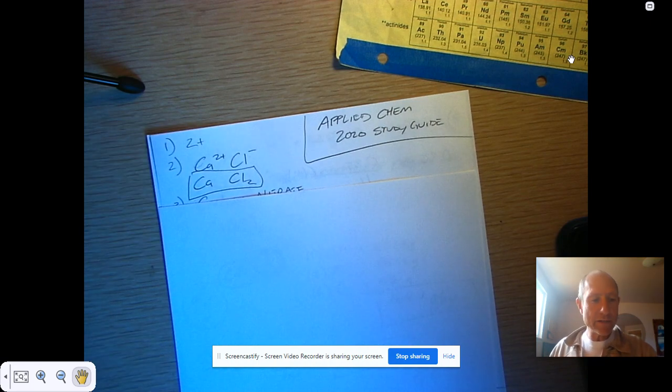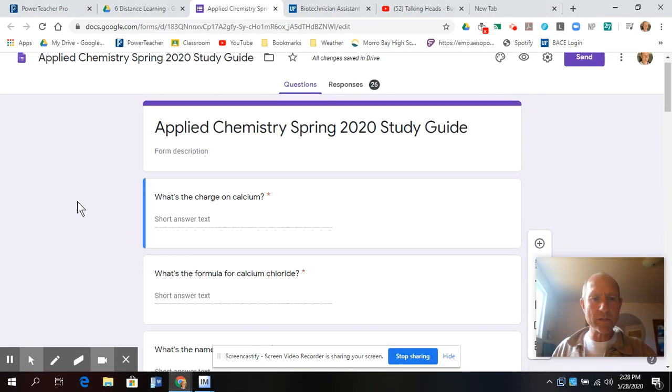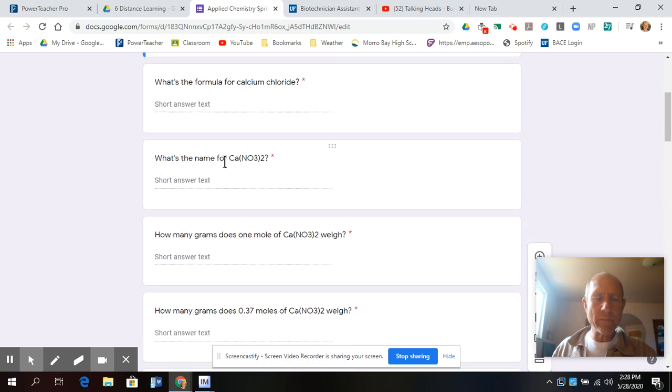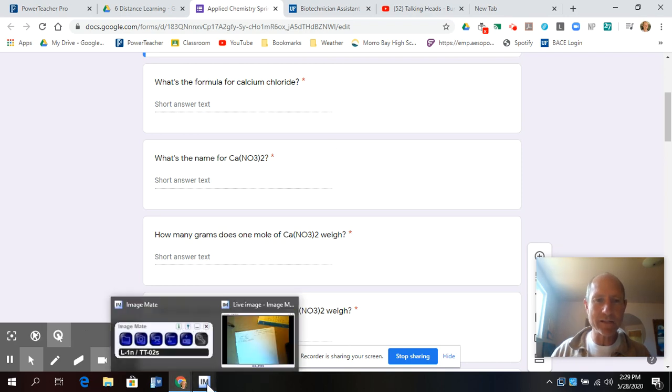Okay, the next question says, what's the name for this thing right here? I'm not even going to read that out because when I see that, I just say the name, which is what you guys do too. It's calcium nitrate. We got our cation, which is calcium, and we got our anion, which is nitrate. We don't have any transition metals, so we don't need any Roman numerals or anything. So the name of that sucker is calcium nitrate.